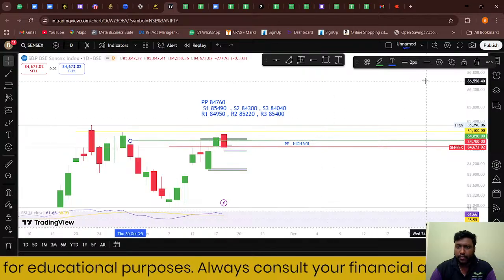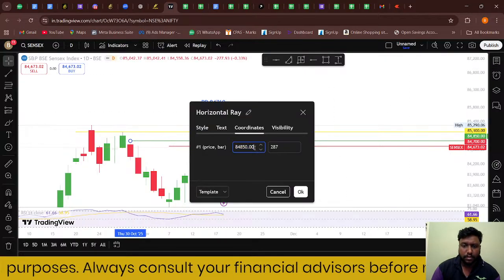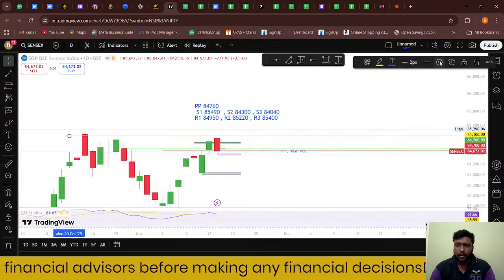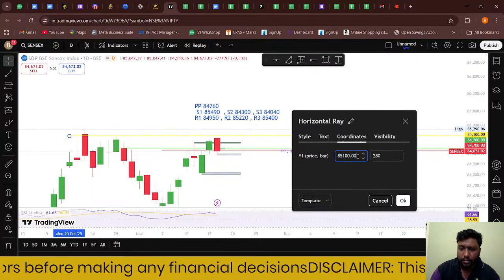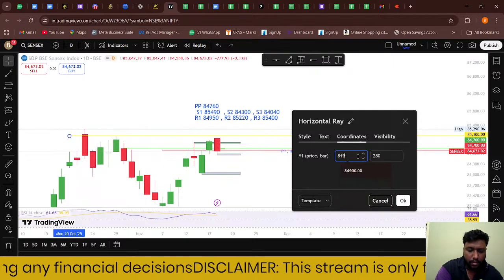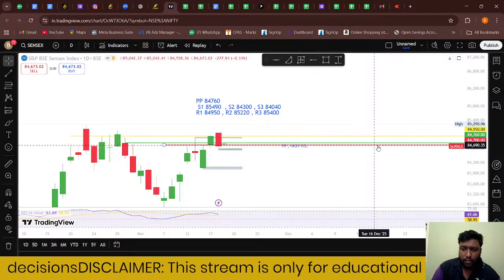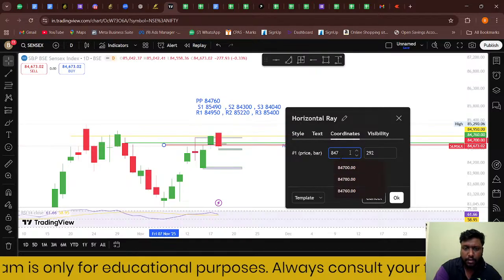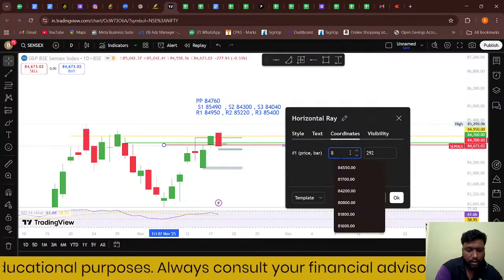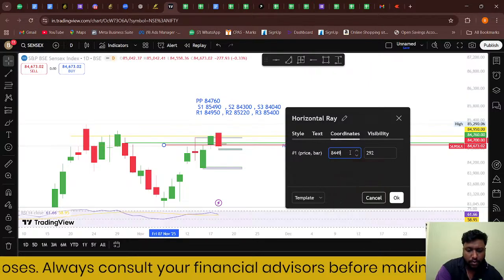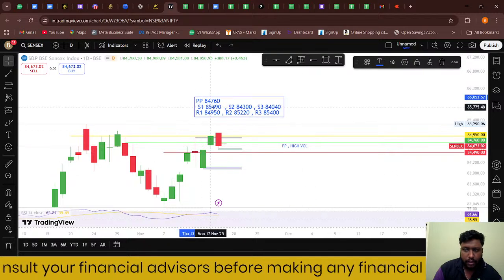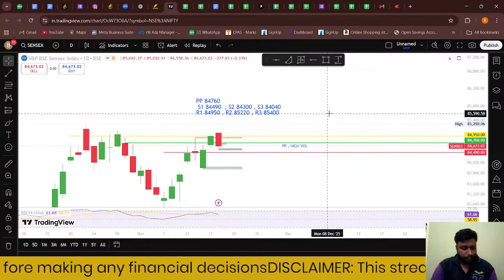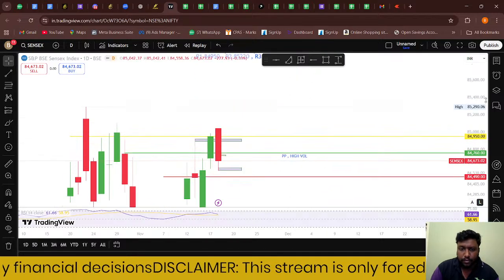So the pivot lies at 84,760. So it's below yesterday's level. And the resistance one is at 84,950. The support one is at 84,490. So these are the levels for the Sensex part.